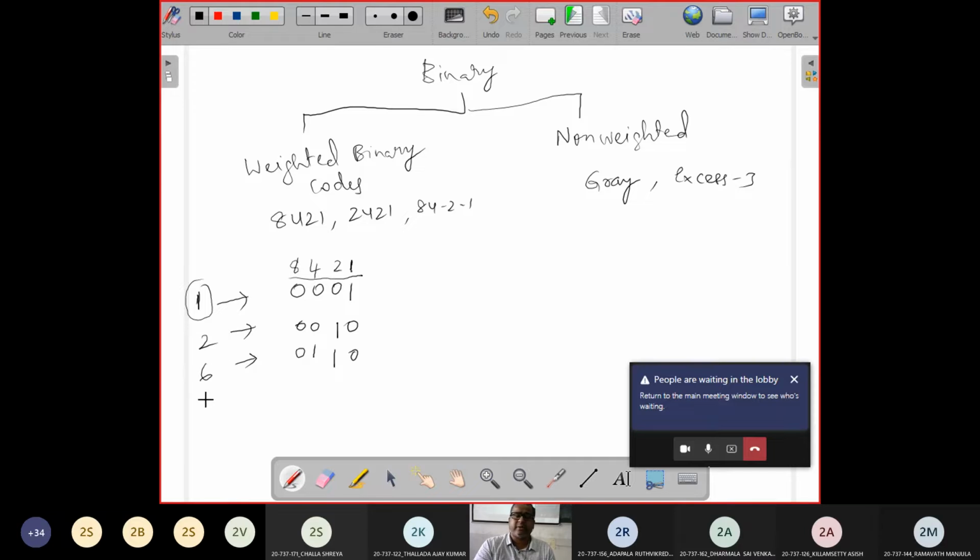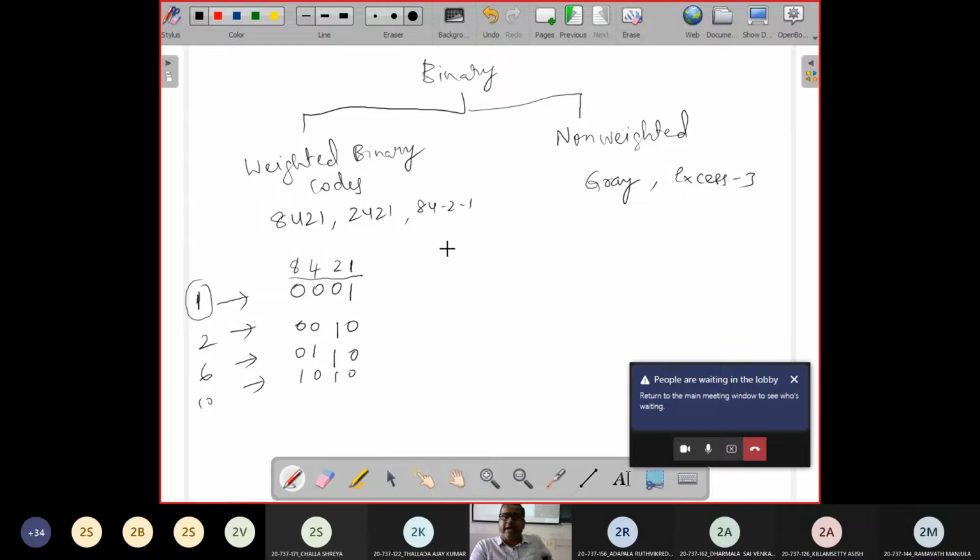Now say for example, I want to represent 10. How can you do that? I should place ones in this pattern so that the sum of the weights gives a value 10. So where can I place ones for getting 10? 1, 0, 1, 0. So this is called the 8421 code, which is called weighted binary. Now you understand the term weighted binary code? Is the concept clear?